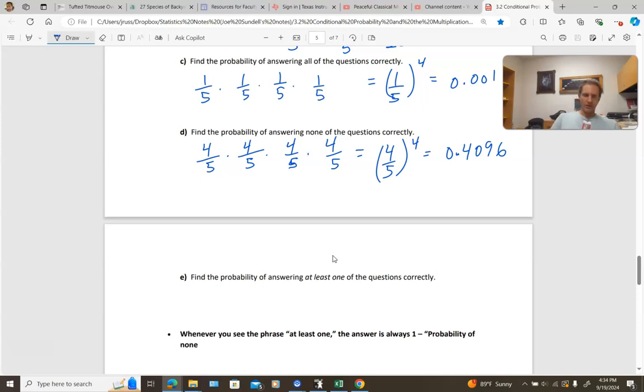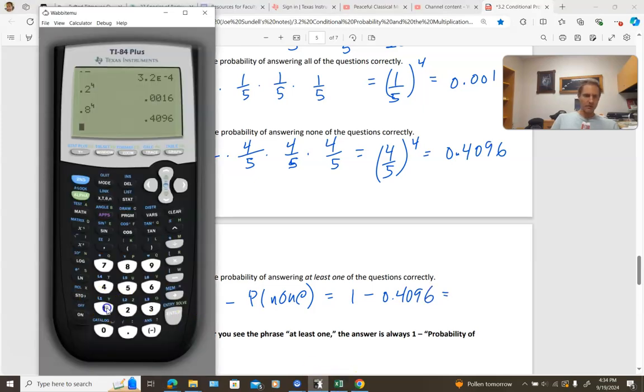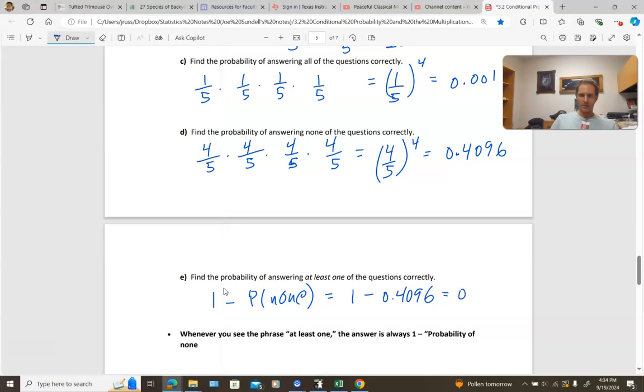Okay, so this is going to be 1 minus the probability of answering none of them correctly, which we just found. The probability of answering none of the questions correctly is this 0.4096. So this will be 1 minus 0.4096. I can actually, again, use that same number, so this will be 0.5904.